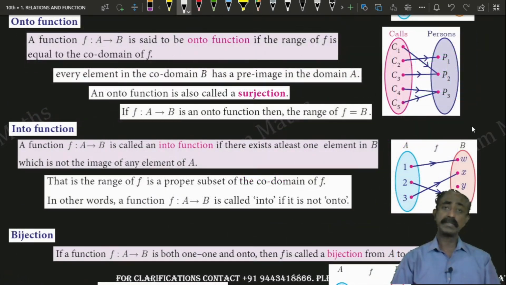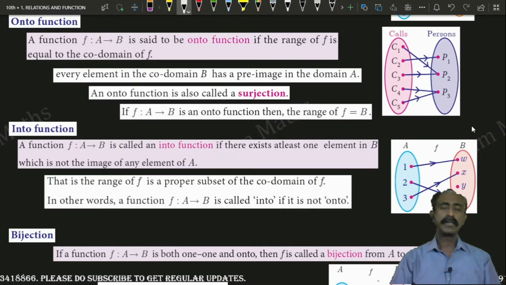Onto function. A function f from A to B is said to be onto function if the range of f is equal to the codomain of f. What is the meaning of that? Range is equal to codomain. Then all the elements in the codomain should have a pre-image. Just you see the example. Calls, persons. 5 elements are in calls and 3 persons. So none left out in codomain. That is the meaning of that. Here range is equal to codomain.